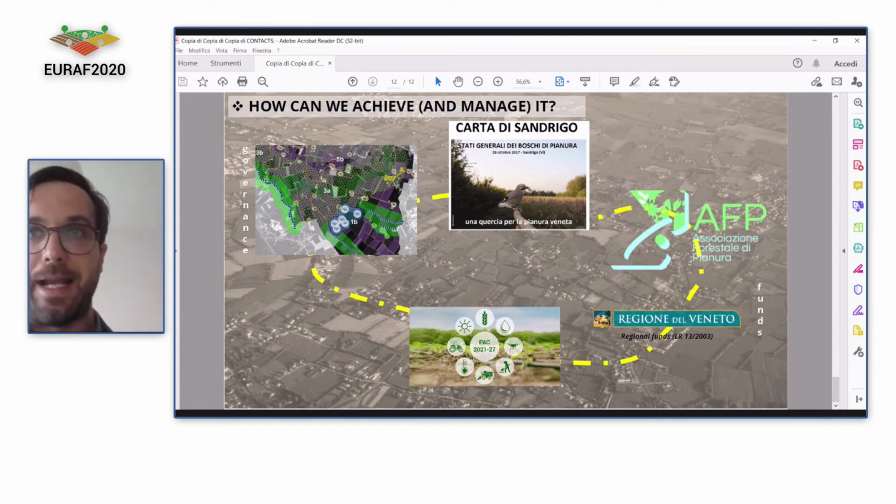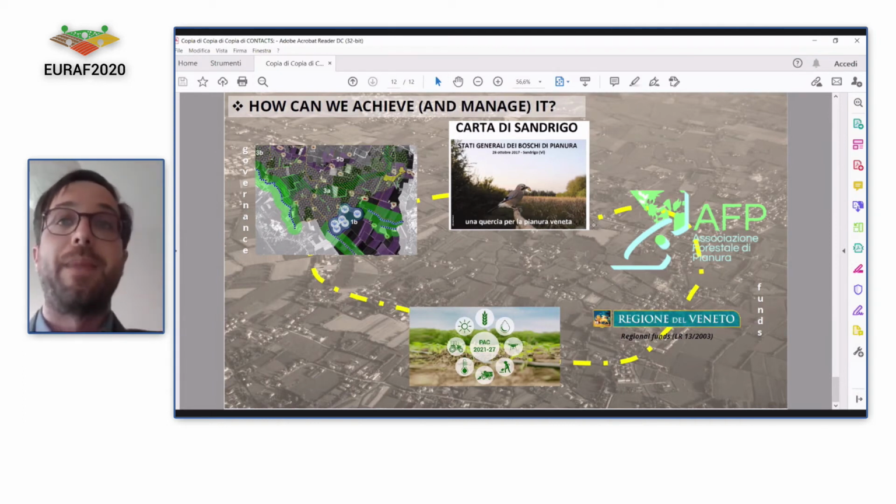And as highlighted in this slide, there is a necessity to work on integrated governance, which links planning policy, stakeholder involvement, like landowners, and the possibility of acquiring funds, especially for ordinary management.